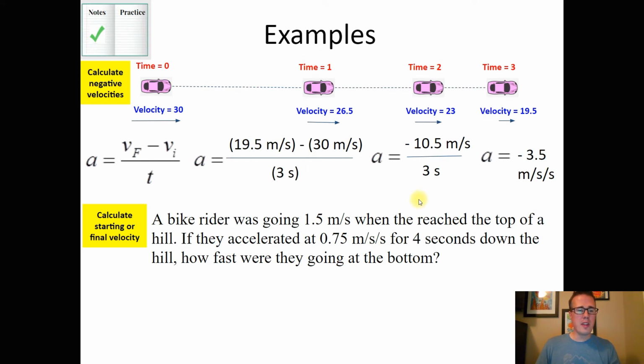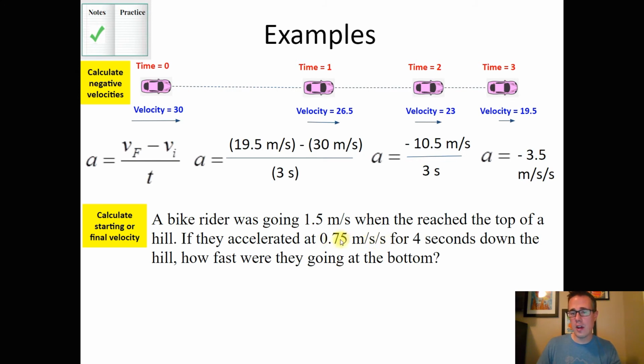It's one where we have to calculate the starting or final velocity. So instead of calculating acceleration, we're going to solve for one of these velocities. But the good news is that the equation and the math is all the same. So we have a bike rider that was going 1.5 when they reached the top of a hill. So at the top of the hill going 1.5. They're going to go down the hill and accelerate at 0.75 meters per second every single second.